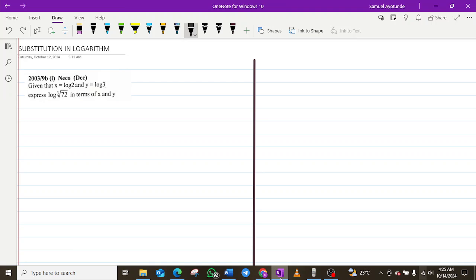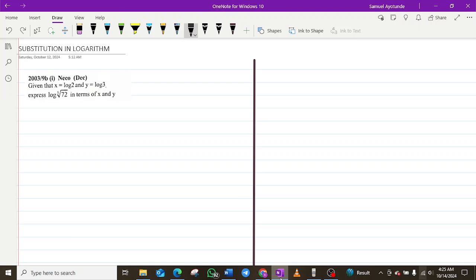So we'll be looking at how we can first break down the logarithm value given into the values we are expected to use to substitute. Then afterwards, we change the values to be substituted to the new values. Then we get the answer to the question.